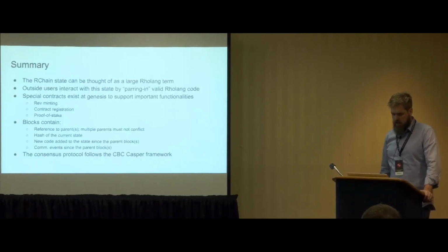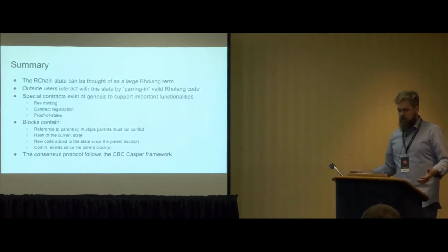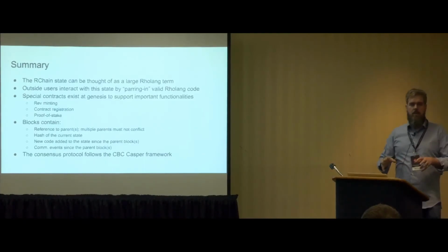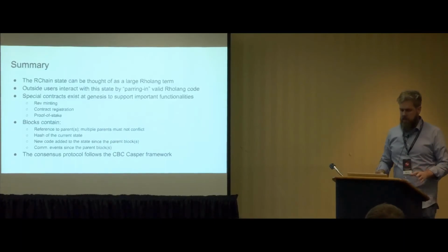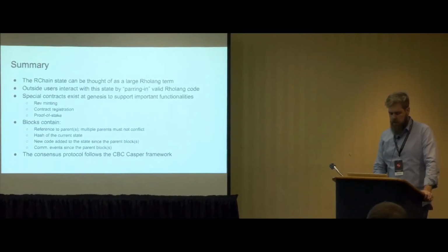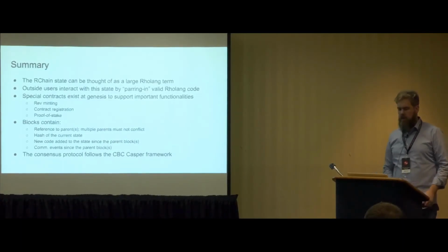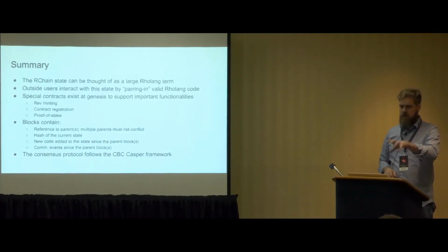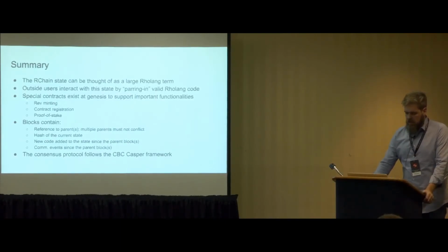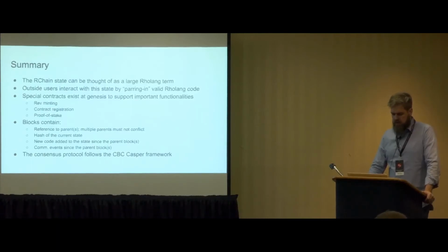So we can think of the RChain state as a large Rholang term. We're breaking it up among namespaces, but other than that, it's one large Rholang term. Outside users interact with this by parring in valid Rholang code. So you go to a namespace, you get the term, you say par, and then something else, and then it reduces. Special contracts exist at Genesis to support important functionality: the rev contract, proof of stake stuff, and the registry.